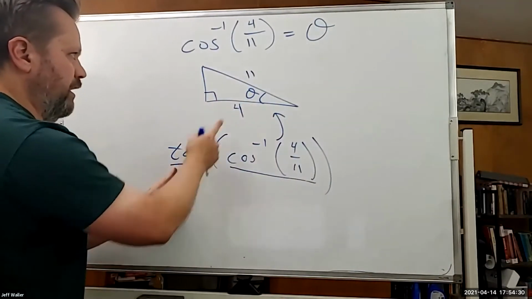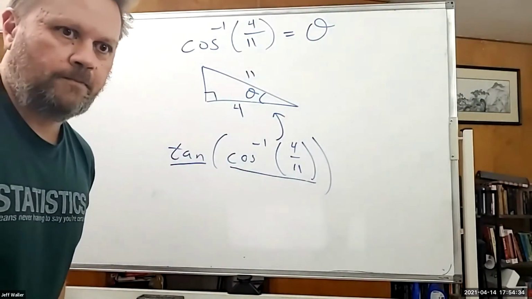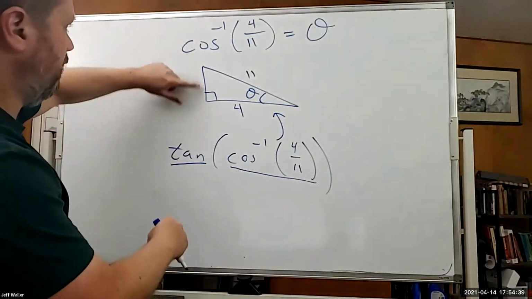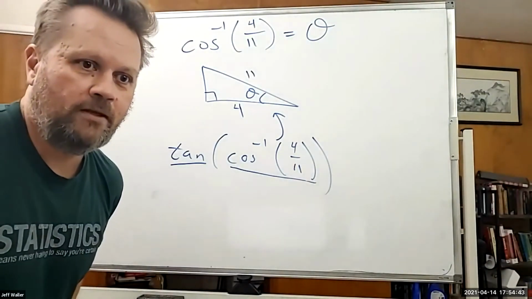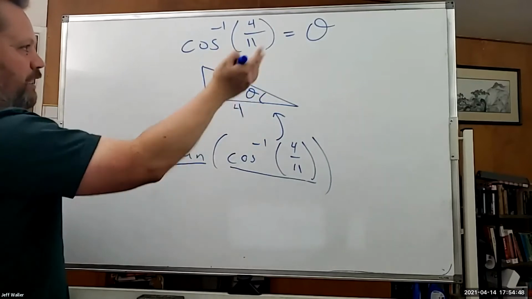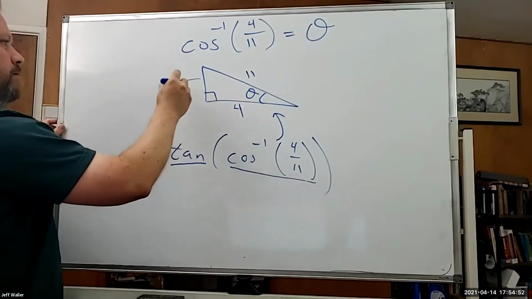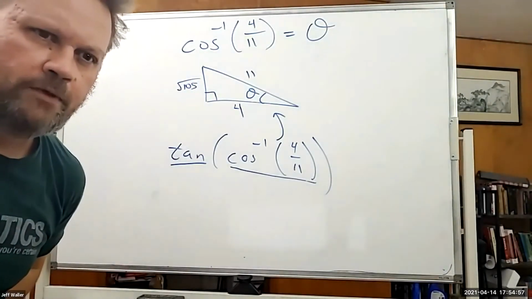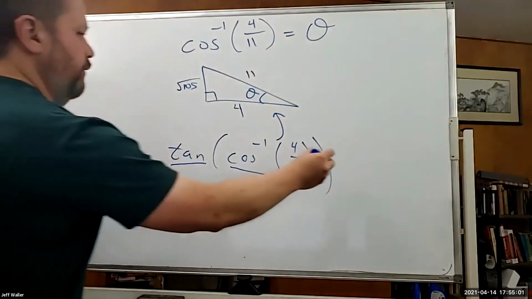Can you tell me what the tangent is now? What are you missing to get the tangent? You need this side. So how do I get this side? It's just good old Pythagorean, right? So it'll be 121 minus 16. You guys with me out there? And now you know what the tangent is. So what's this?